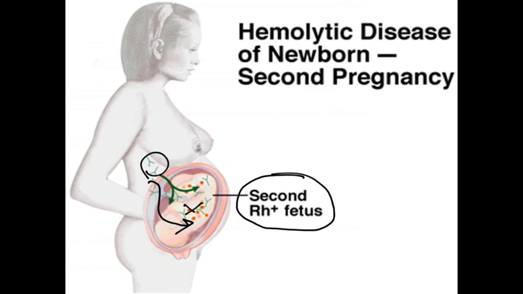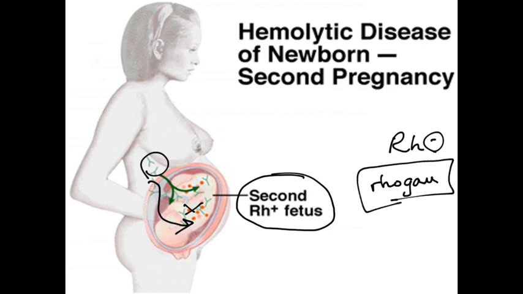Now, typically, if a mom has good prenatal care, regardless of who the father is, if the mother is Rh negative, she's going to receive an extra shot in her pregnancy, and then one right after birth, called RhoGAM. And basically that is going to eliminate this reaction from occurring.